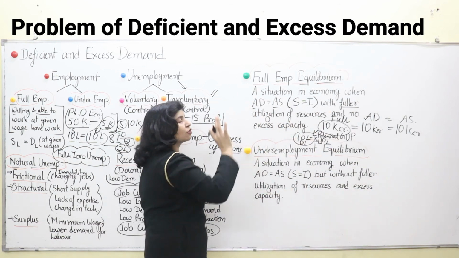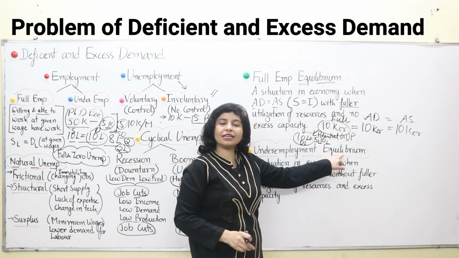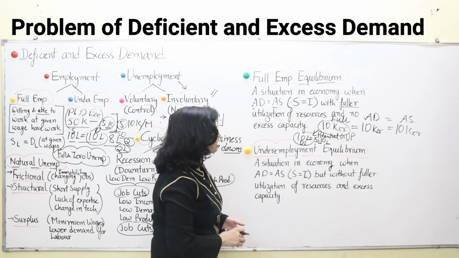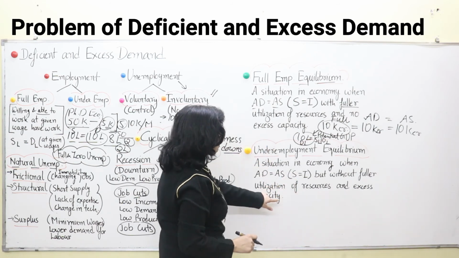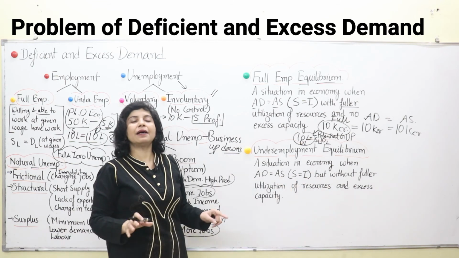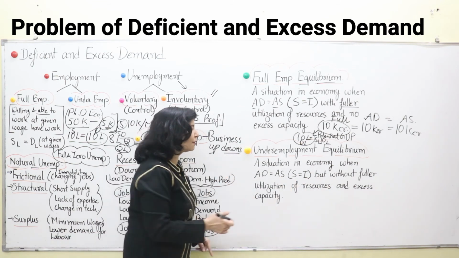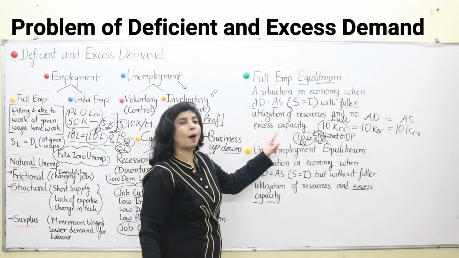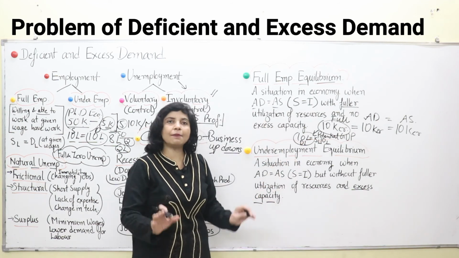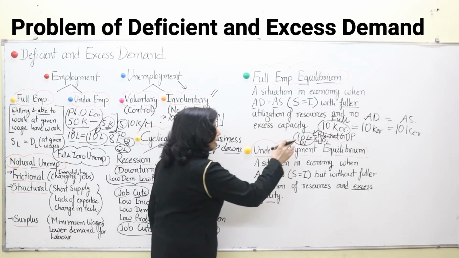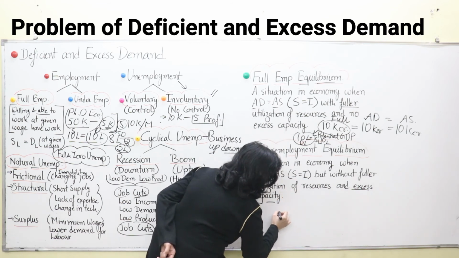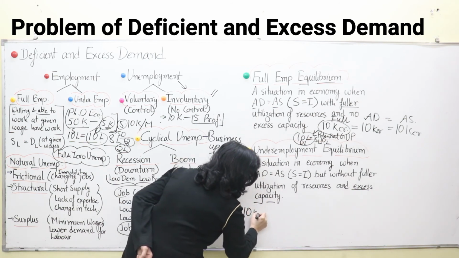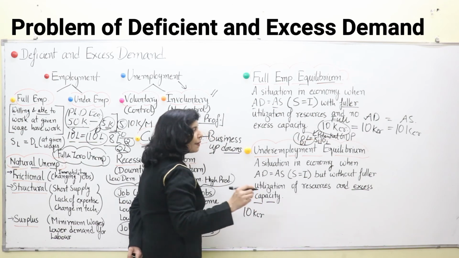Here aggregate demand is equal to aggregate supply, because equilibrium will always happen when aggregate demand is equal to aggregate supply and saving is equal to investment. Take for example that excess capacity is there. That means people are demanding lesser amounts of goods and services, so the economy is not operating at the potential level of GDP. Some resources are underutilized. The potential GDP is 10,000 crore rupees, but people are demanding less.